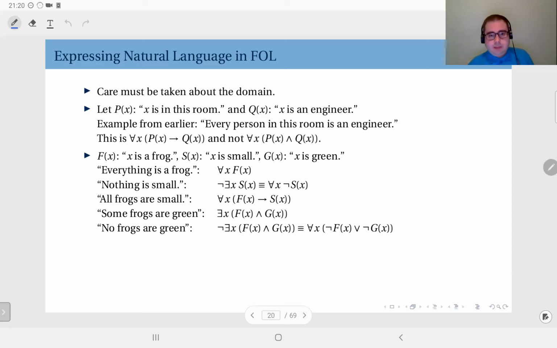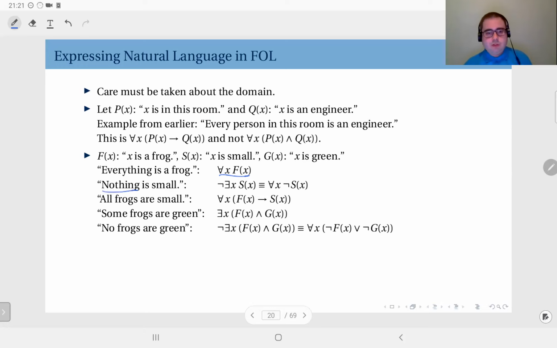Here's another example. Let's say the propositional function f of x represents that x is a fork, and s of x represents x is small, and g of x represents x is green. Okay. Now, how can we state everything is a fork? We just say for all x, f of x, everything is a fork. Okay. So here, of course, the domain is vague. We are not really interested in that, but we are interested in how to actually set up the statement in first order logic.